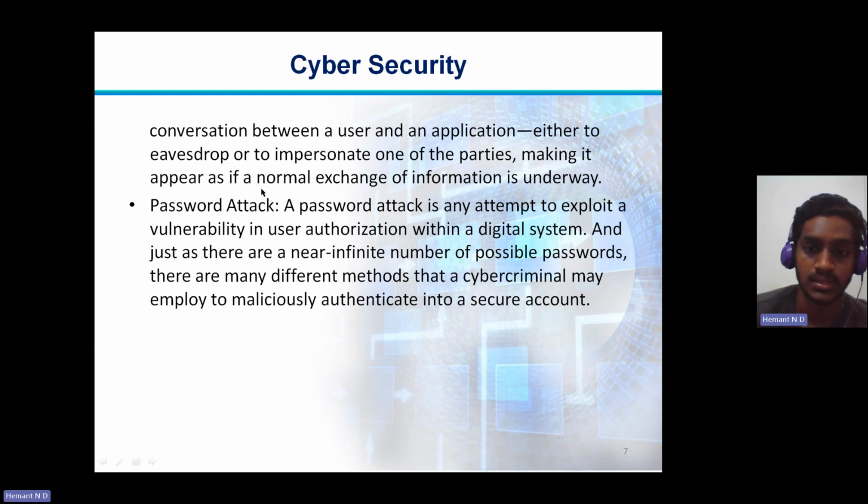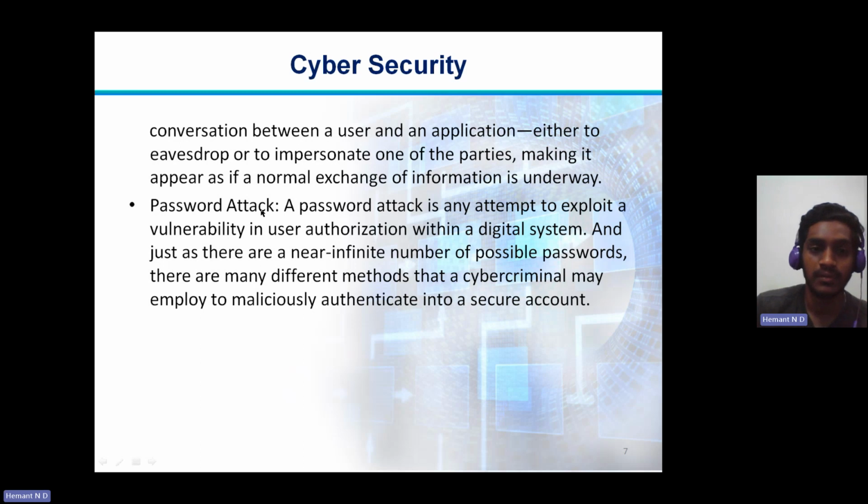So a password attack is any attempt to exploit a vulnerability in user authorization within a digital system. And just as there are a near infinite number of possible passwords which could be created by the user, there are many different methods that cybercriminals may employ to maliciously authenticate into a secure account.